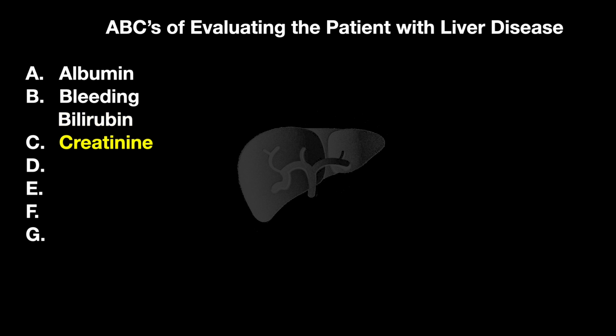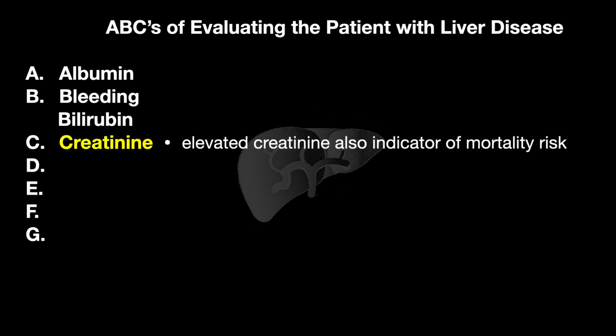C is for creatinine and coags. Creatinine is an important indicator of kidney health. In patients with cirrhosis, there is a syndrome known as hepatorenal syndrome, where kidney function may diminish as hepatic function diminishes. Like serum bilirubin levels, elevated serum creatinine levels have also been shown to be an indicator of severity of disease and mortality risk in patients with liver disease.